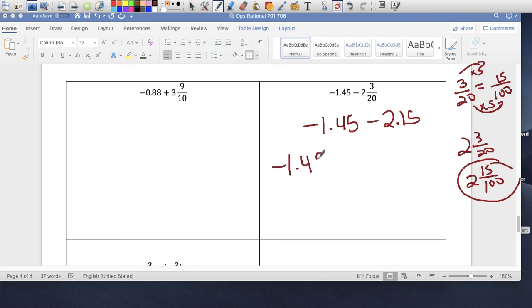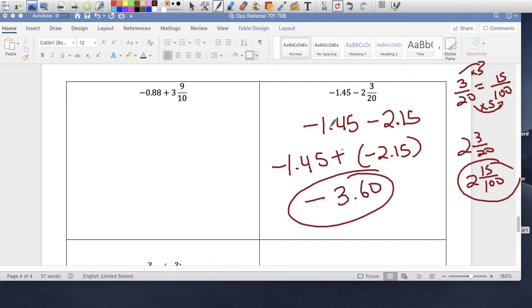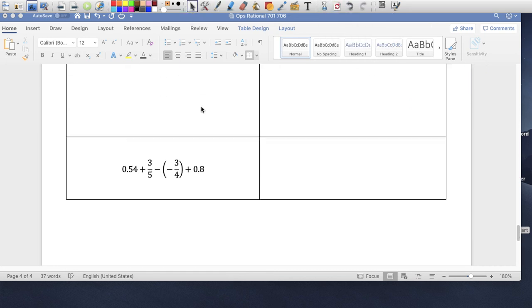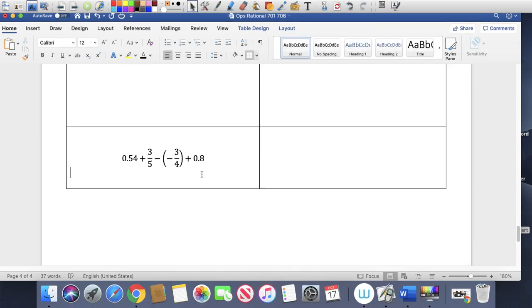Negative 1.45 plus, let's change that, negative 2.15. They're both negative, so my answer is going to be a negative, right? Because they're friends. And just add them, and that's going to give me 3.60. That's my final answer.